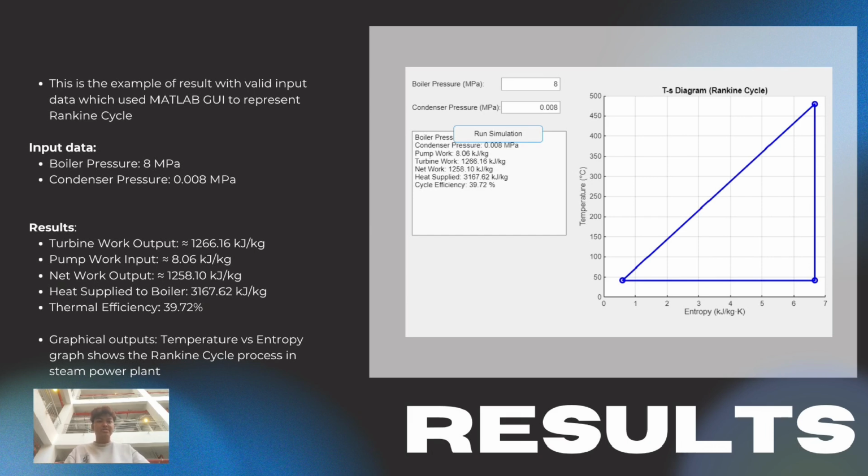In addition to the numerical results, the graphical user interface also generated a temperature versus entropy graph, which we can see on the right, which visually represents the Rankine cycle. So this diagram helps users understand how the working fluid moves through each stage of the steam power plant, showing the heating, expansion, condensation, and compression processes clearly.